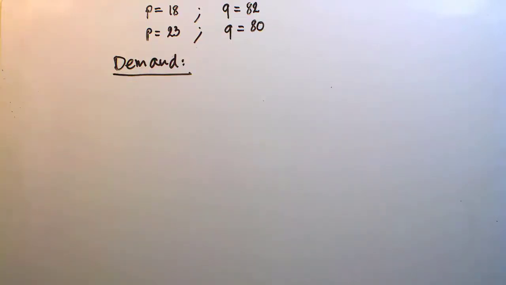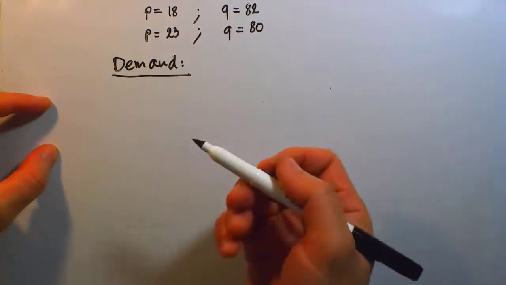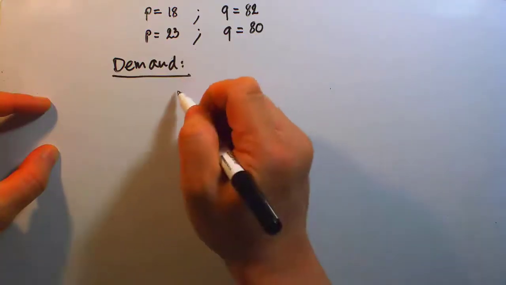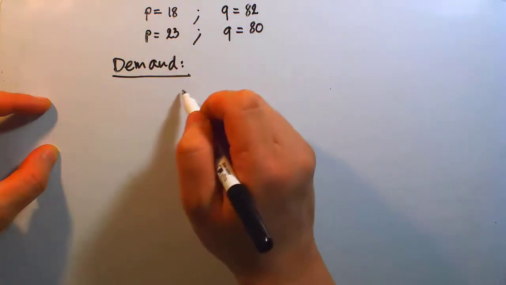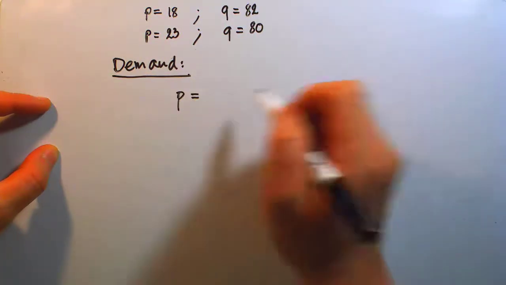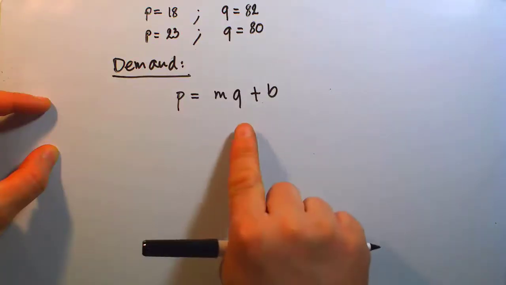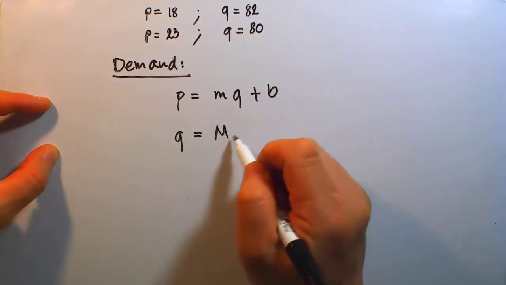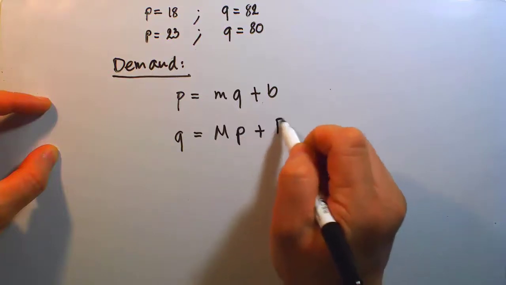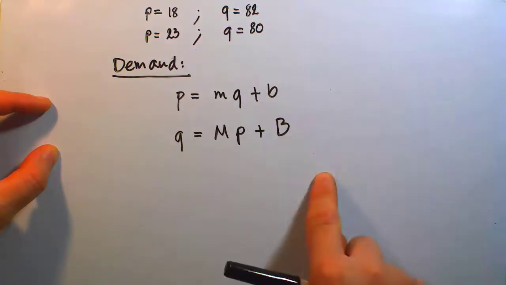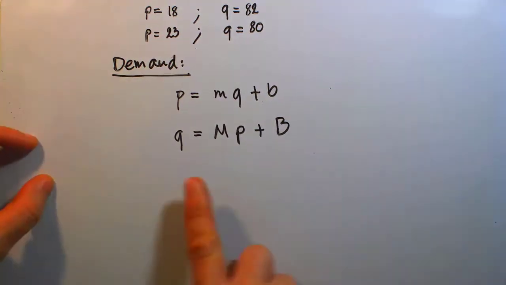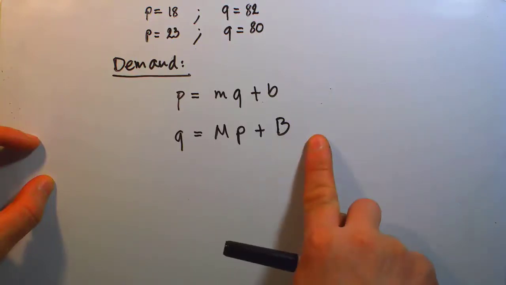I have given an explanation in other video lessons, but demand or supply can always be written in two different forms of equation. You can either write your demand as P equals M Q plus B, or you can write the same demand equation as Q equals some other slope, capital M, times P plus B. It all depends on what we need right here. And in this problem, we really are starting completely from scratch. So which one should we choose in this case?